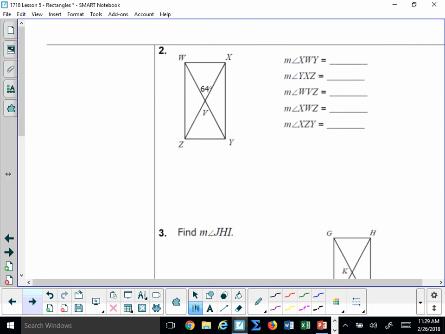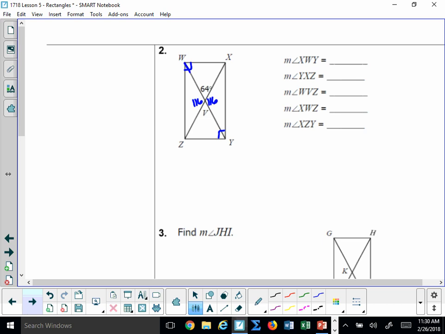All right, next one. We've got another rectangle. That means I've got my 4 right angles up here. Let's see. I'm just going to put them here. This angle and 64 are supplementary. So 180 minus 64, 116.